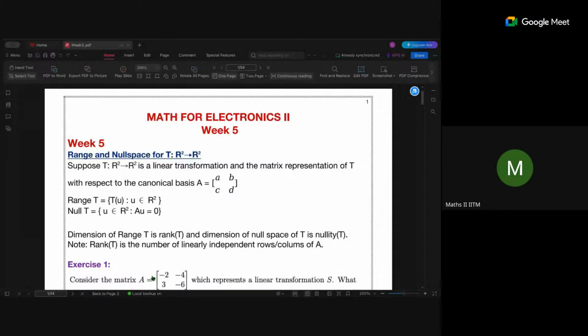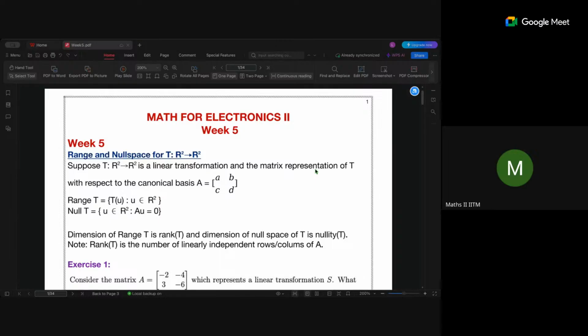Okay. So today we will start with week 5. In week 5, mainly we are going to see transformations from R2 to R2 and the composition of transformations and some relations based on the composition. After this, we will be introducing eigenvalues and eigenvectors for operators from R2 to R2. So these are the main topics of week 5.